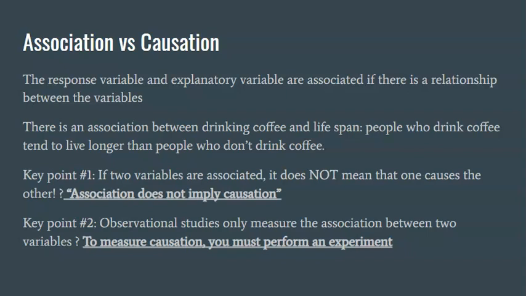So there's two key points I want to end with here. If two variables are associated, it does not mean that one causes another. So association does not imply causation. Okay, so two variables are allowed to be associated without actually causing each other to change. The second point I want to make is an observational study can only measure an association between two variables. If you want to measure causation, you need an experiment.